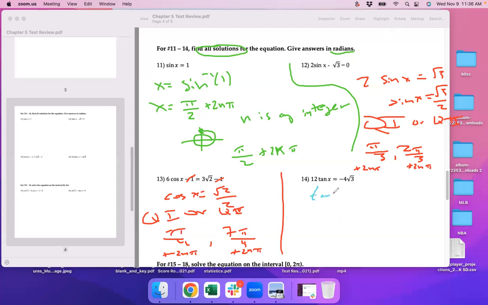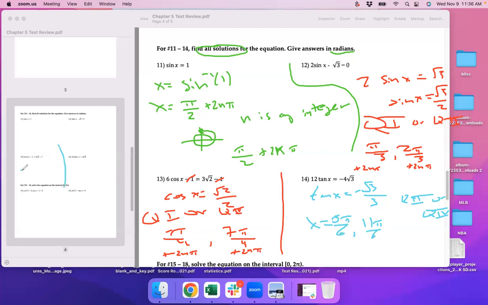Tan x equals negative root 3 over 3. I believe that's going to be quadrants 2 and 4, where it's negative. And that's going to happen at 30 degrees, because then you're doing 1/2 over root 3 over 2. 30 degrees is a reference angle. So we're going to say 5 pi over 6 and 11 pi over 6.